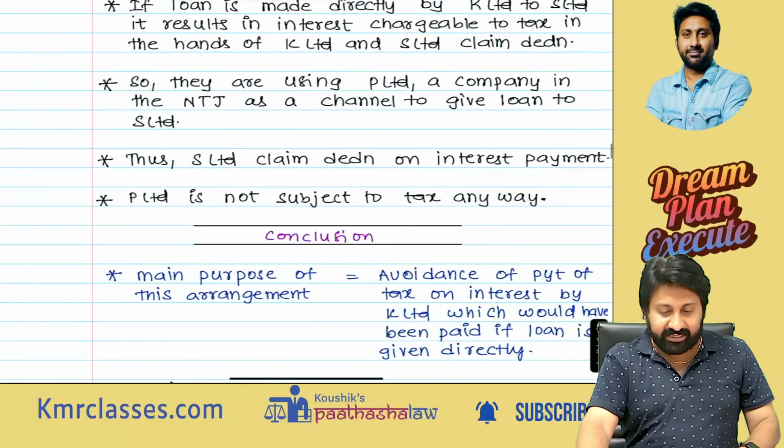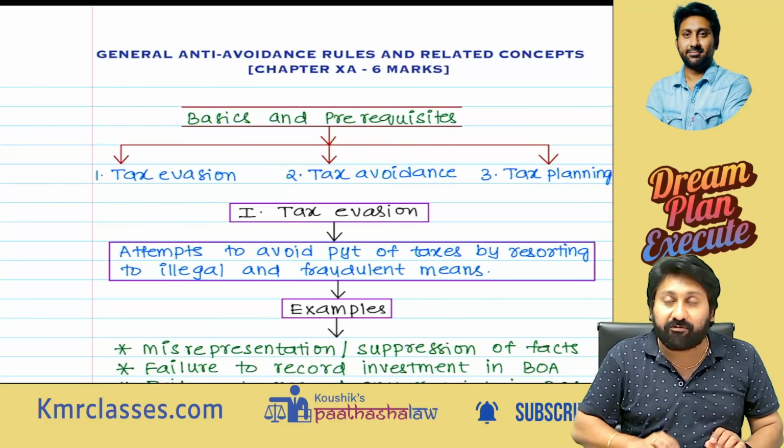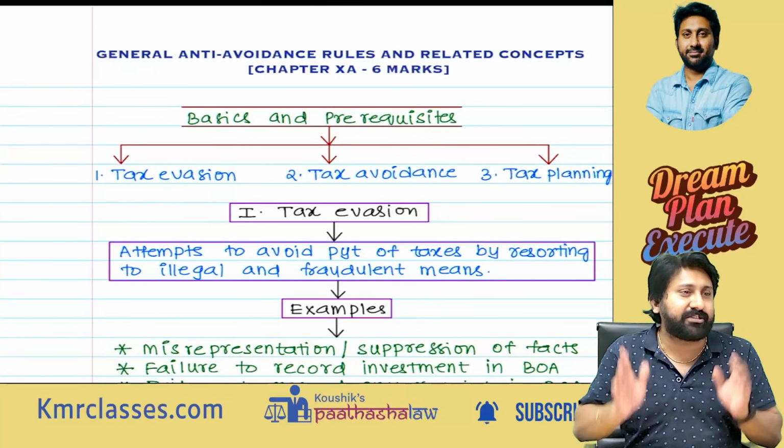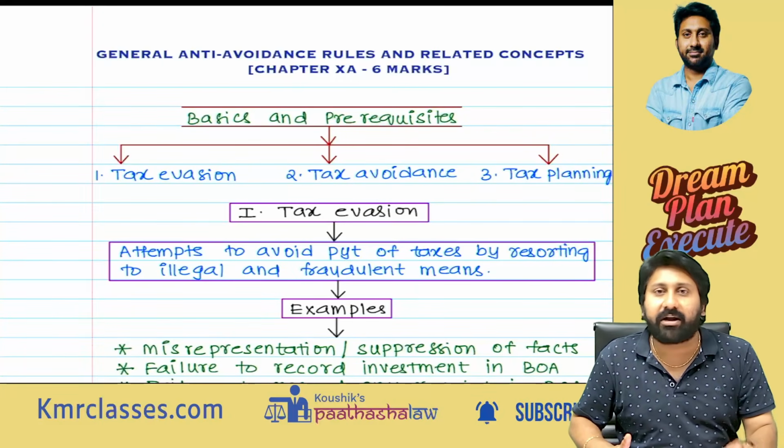Okay. With this, we completed the entire GAAR provisions. Please comment below on how you felt about a super quick revision of a 6 marks area called GAAR, treaty benefit, round tripping, accommodating parties, etc.